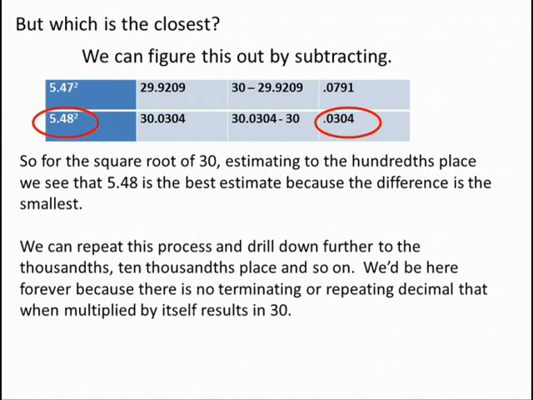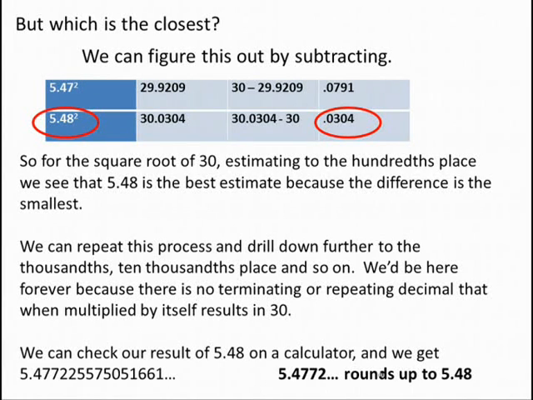We can repeat this process and drill down further to the thousandths, 10,000ths place, and so on. We'd be here forever because there is no terminating or repeating decimal that when multiplied by itself results in 30. We can check our result of 5.48 on a calculator and we get 5.477225575051661 and so forth. So 5.4772 and so forth rounds up to 5.48, which is our answer.